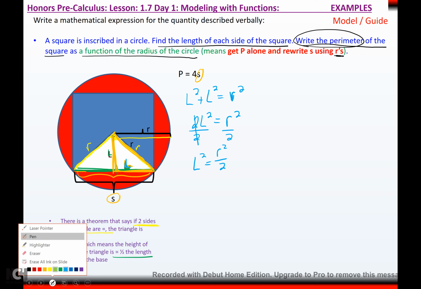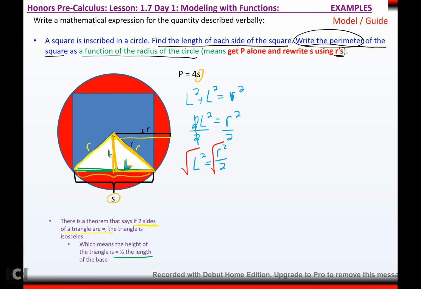To get rid of the square, I'm going to take a square root, but I have to do it to both sides. And that gives me L equals, if I square root the top, the square root of R squared is R. Square root of 2 I can't do. Now, I need to rationalize that, but I'm just going to wait till the end. Okay? Now, that's not the whole length of a side, that's just half of the side. To get the whole side, I need 2 lengths put together.